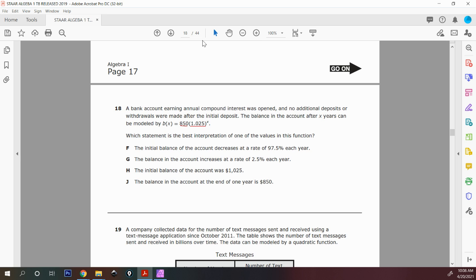F says the initial balance of the account decreases at a rate of 97.5%. Well, no, decreasing means going down. We're going up, so not F. The balance in the account increases at a rate of 2.5% each year. That's possible. The initial balance of the account was 1,025. Nope, 850 is my initial value, so that's out. The balance in the account at the end of the year is 850. Well, no, if we multiply these together, I'm definitely not going to get 850. So G is the correct answer.